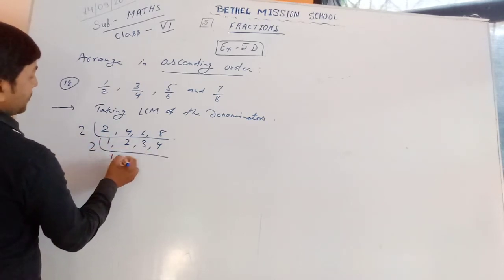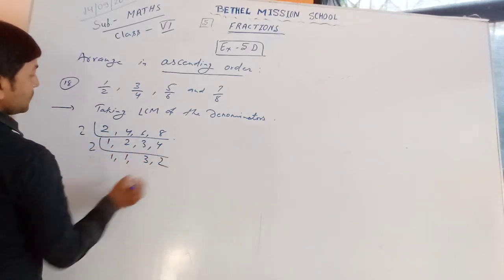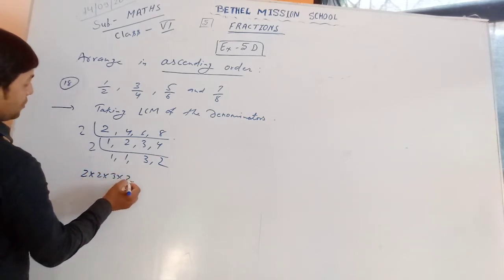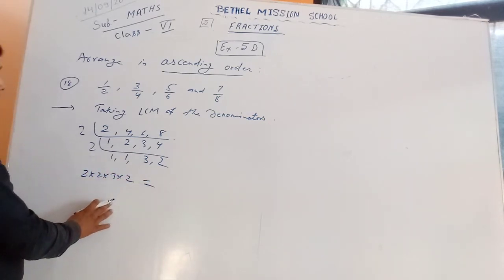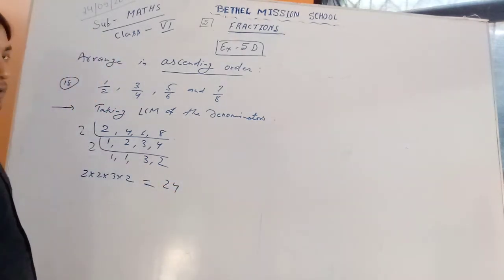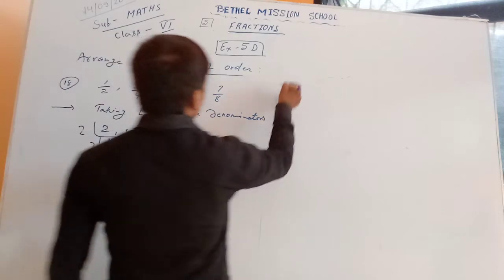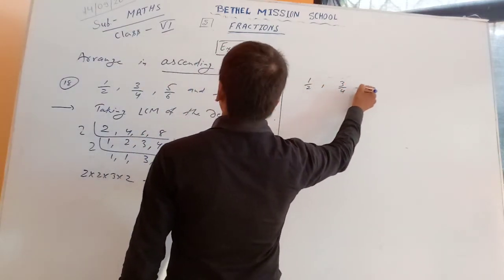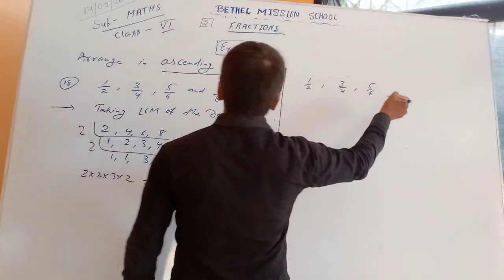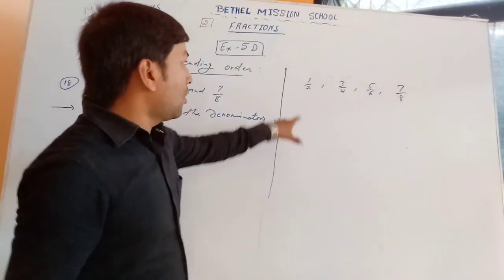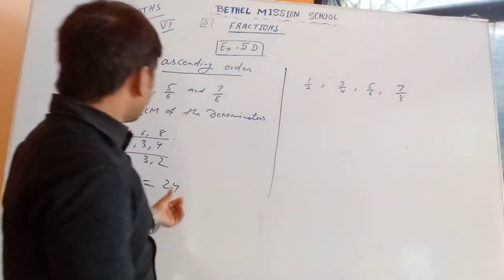Again divide by 2. Now the LCM will be 2 into 2 into 3 into 2: 2 twos are 4, 3 fours are 12, 2 twelves are 24. Okay, 24 is the LCM. And now convert unlike fractions into like fractions. Make all the denominators 24.